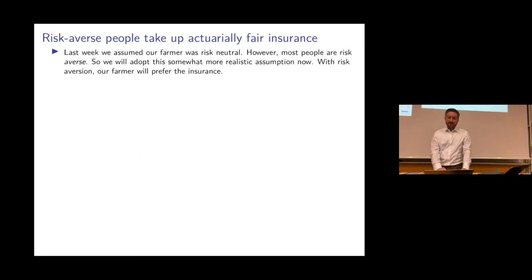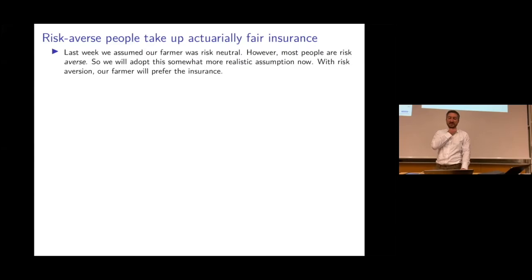Last week we had said that our farmer is risk neutral. That was a fine assumption to make at the time, but it's not an accurate assumption. Most people are risk averse. There's a lot of behavioral economics results that show that people are indeed risk averse. So we'll adopt this assumption now, and that's a little bit more realistic and describes the world better.